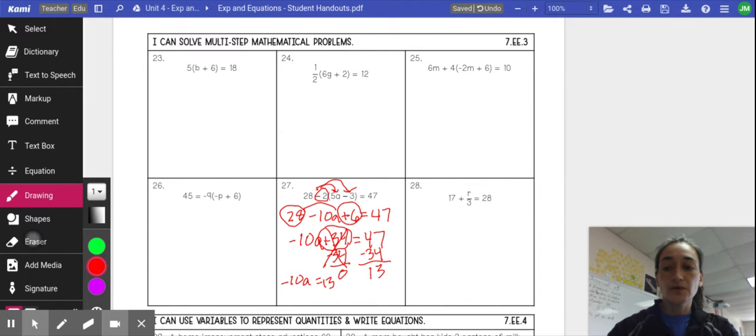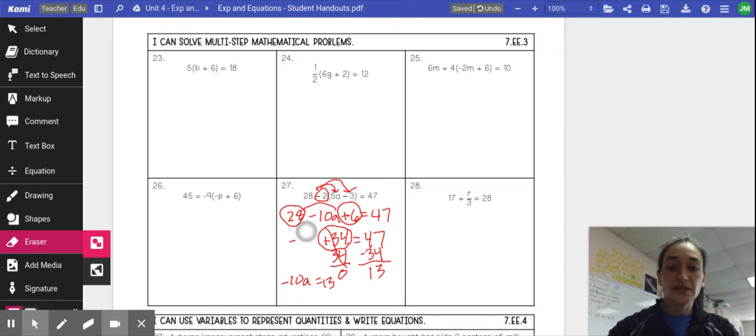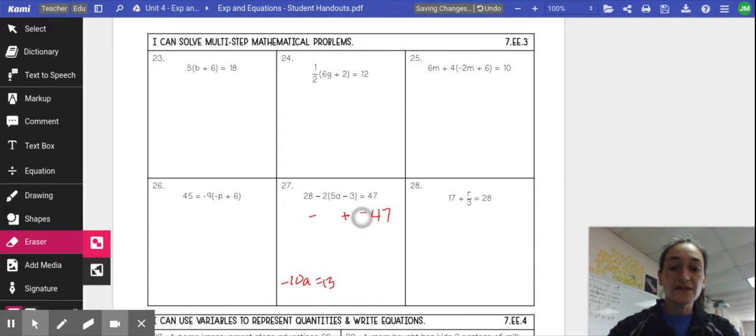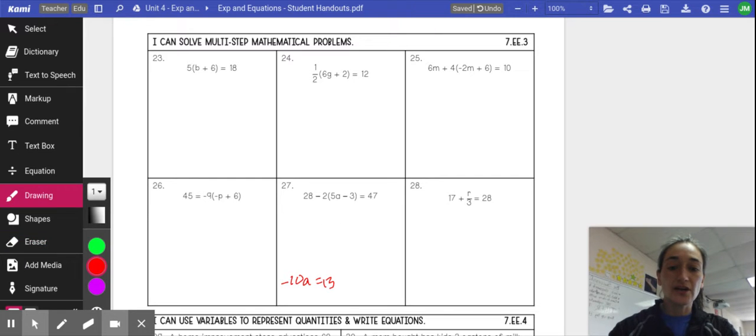Okay, just for making this a little more clear, I'm going to go ahead and erase what I have already done, okay, to clean it up a little bit. Okay, now I'm left with a one-step equation. Okay, and all I have is negative 10a equals 13.